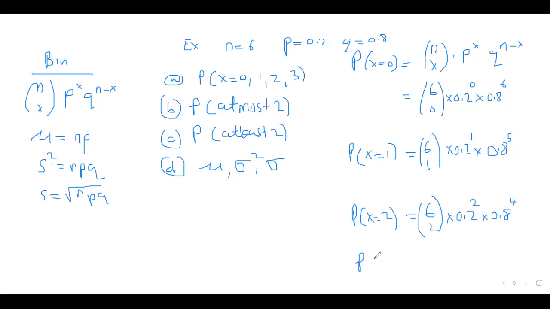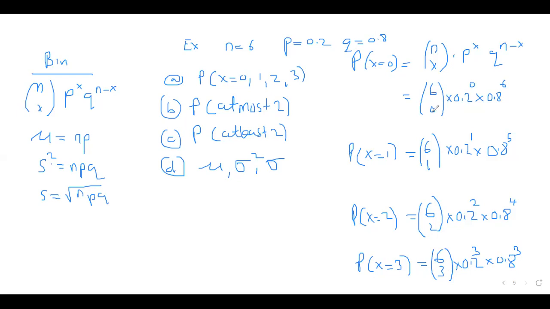How about x is equal to 3? We have 6 combination 3, and 0.2 here, and 0.8. What comes on top of the 2? The 3. 6 minus 3, another 3. The 2 add up to 6, yes. Now let's compute.